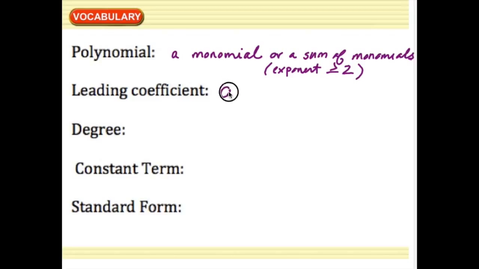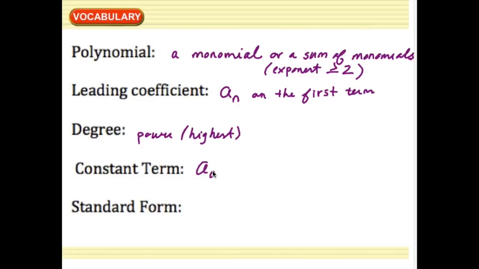All quadratics are polynomials. The leading coefficient of a polynomial is the constant term that is in front of the variable with the highest exponent in that equation. So we usually say it's the first term if it's in standard form. The degree, again, is the power, and it's the highest power in that equation. The constant term is when there's no variable attached, right? So it's not a coefficient, it's just a whole number.